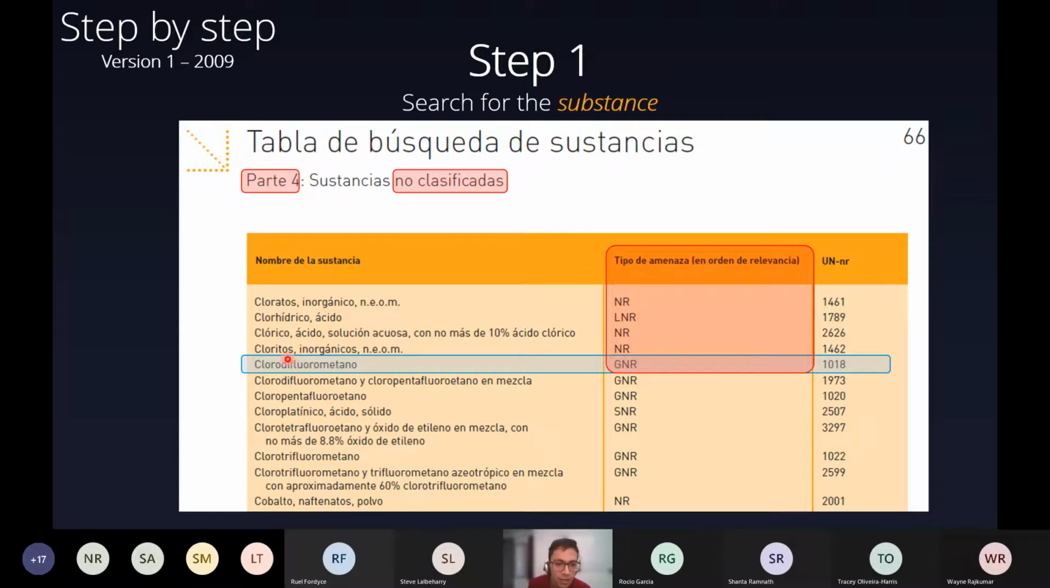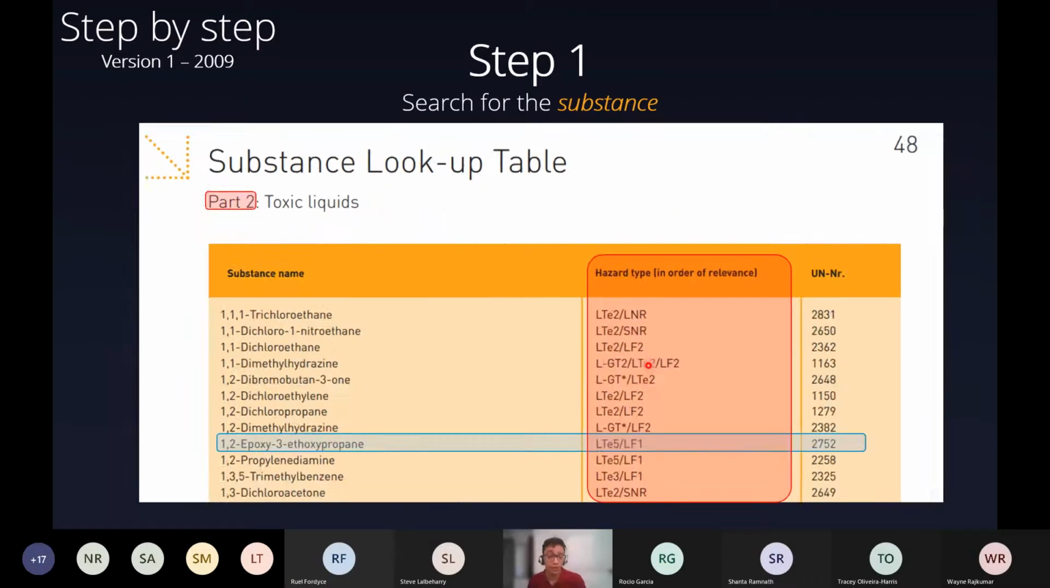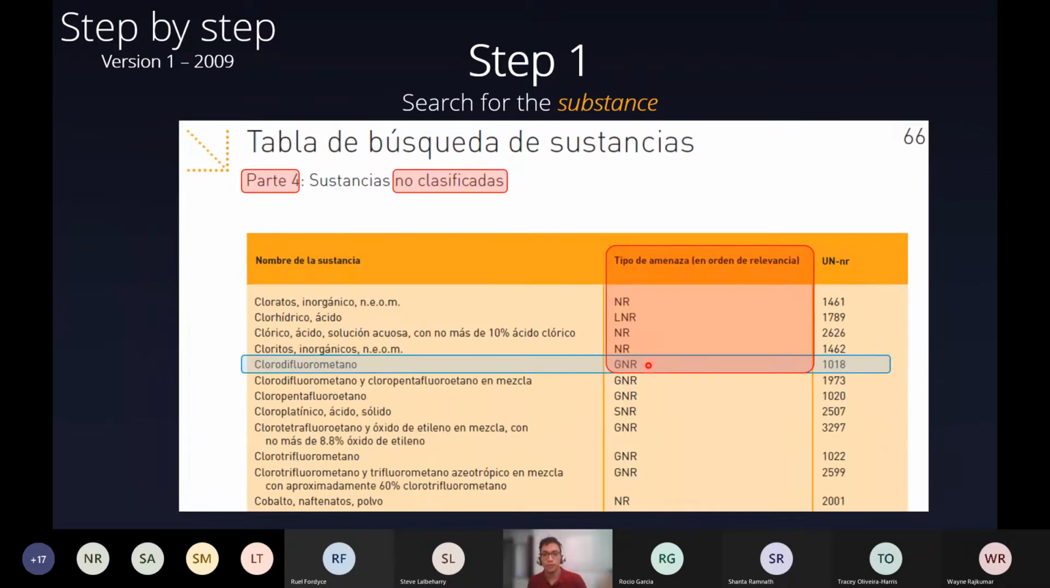So let's say you have chlorodifluoromethane. Sorry, that's a picture in Spanish, but you type down this code, G and R. And then when you type down any of these, depending on the substances you have, you go to step 2.